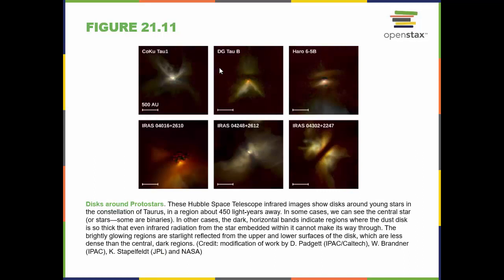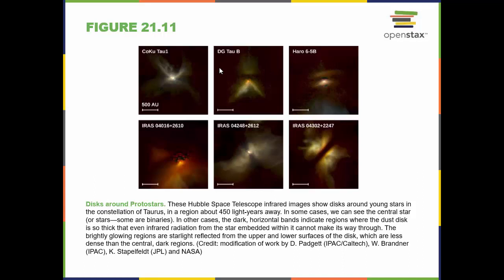So if we look at the disks around these protostars, this is once again our Hubble Space Telescope infrared images, and they can show the disks around these young stars in the constellation Taurus, in a region of about 450 light years away.